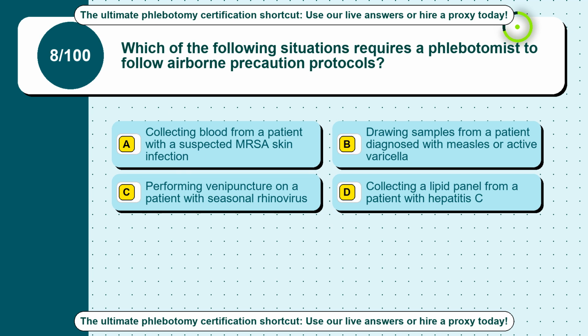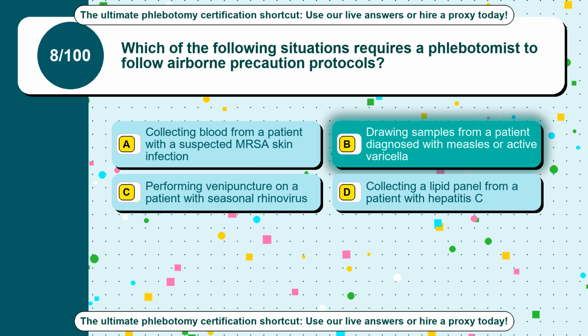Option A. Collecting blood from a patient with a suspected MRSA skin infection. Option B. Drawing samples from a patient diagnosed with measles or active varicella. Option C. Performing venipuncture on a patient with seasonal rhinovirus. Option D. Collecting a lipid panel from a patient with hepatitis C.